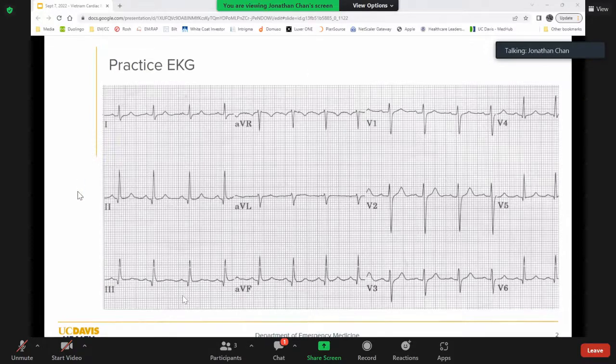That's correct. Right. So there's a couple of ways to count. You can use the rule of 300s, where you count the number of big boxes in between each of the QRS complexes. So here there's about three big boxes in between each of these complexes. And you take 300 and divide it by that number. So 300 divided by 3 is 100. And that's how we know this rate is approximately 100 beats per minute. That's just an easy way to calculate how fast it's going.